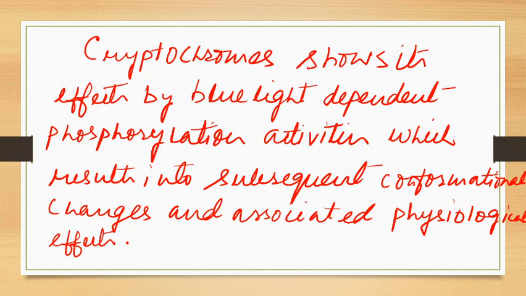Now, cryptochromes show their effect by blue light dependent phosphorylation activities, which result in subsequent conformational changes. And if we consider this, phosphorylation and activation show similarity with phytochromes and other pigments also. By this activation, there are changes in the protein conformation, and this results in various associated physiological changes.